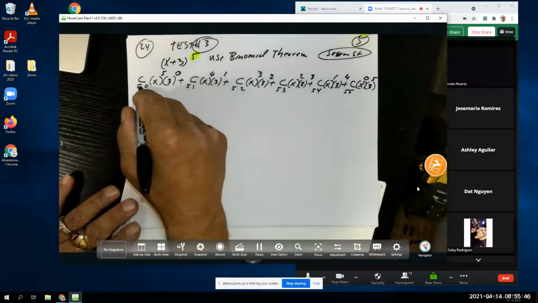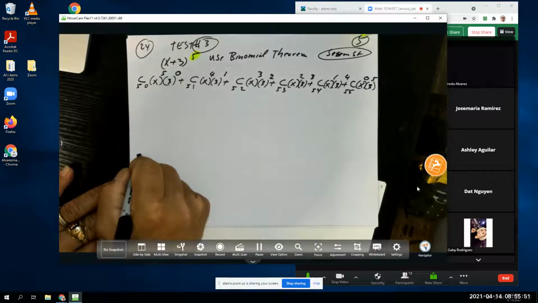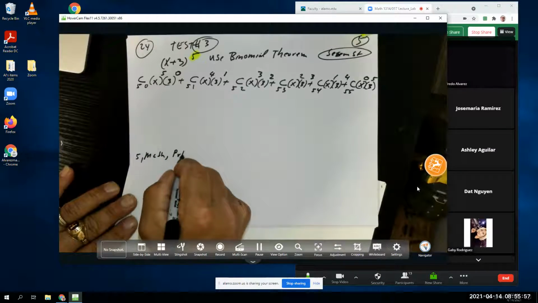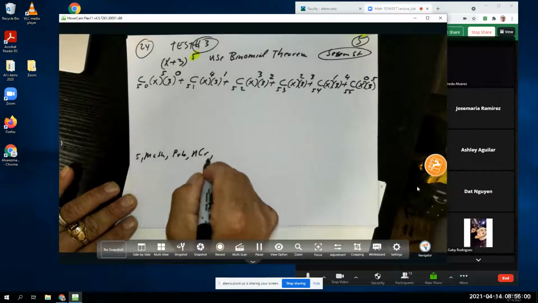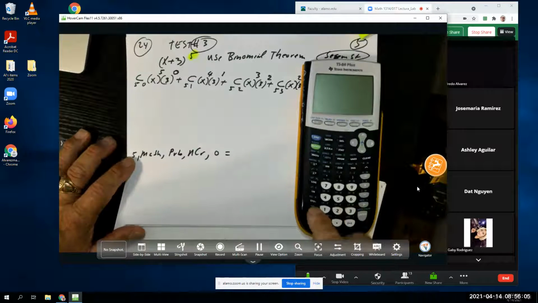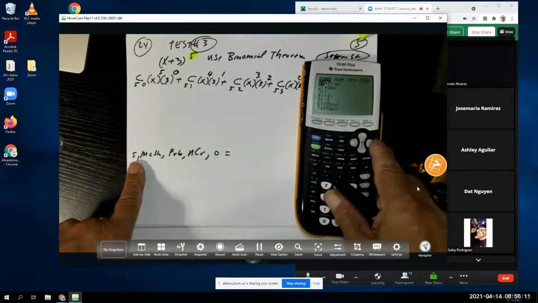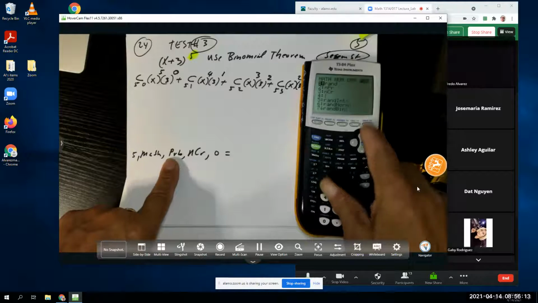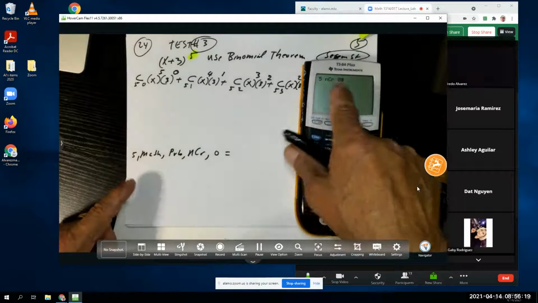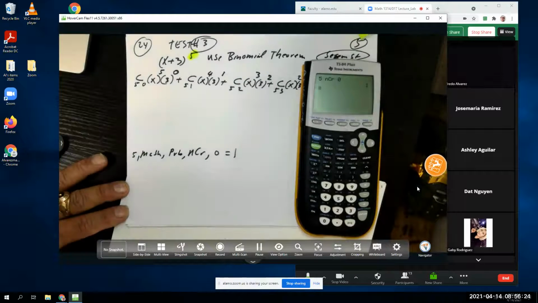So what does 5 CNR mean? Okay, let me write here. So 5, math, PRB, nCr, 0. What does that give you? Okay, so let's do this right now on the machine. Ready? 5, math, PRB, nCr. We're down to nCr. Then put a 0. 5 nCr 0. That one right there, right? Enter. I got 1. Did y'all get 1 for that one?